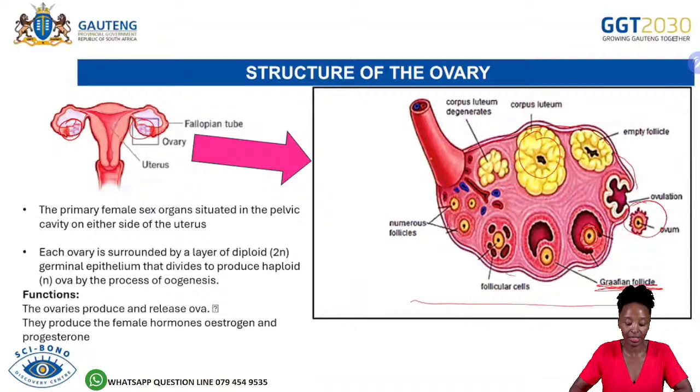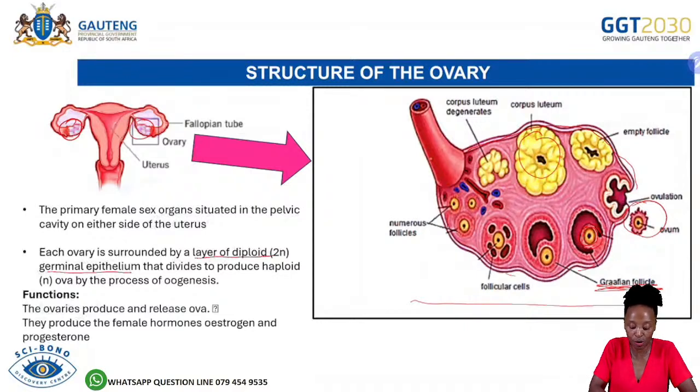The ovaries are called the primary sex organs of the female, situated in the pelvic cavity. Each is surrounded by a layer of diploid germinal epithelium, like I said, which divides to form the ovum during oogenesis.